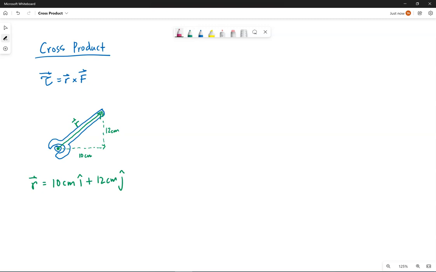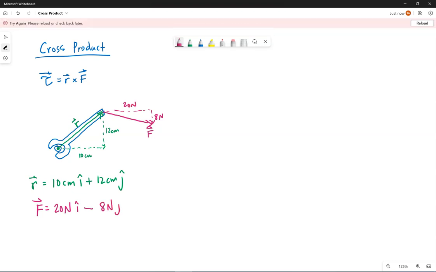Now the force we're going to apply, let's say we're going to pull, and this force, F, has an X component. Let's say it's 20 newtons. And it has a negative Y component. So let's see, it's smaller. So let's make it 8 newtons. So again, I'm making these numbers up, but for the purpose of showing you how to do the cross product.